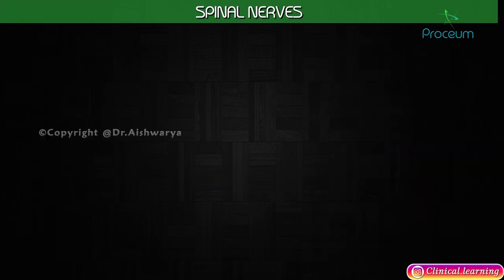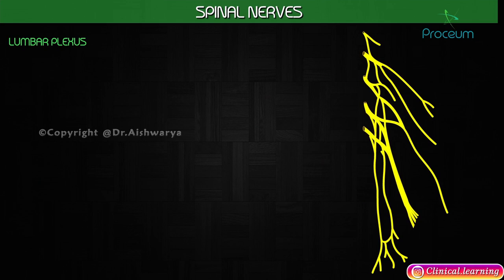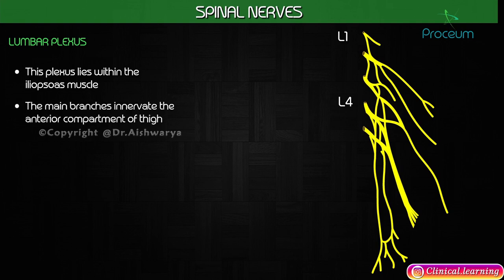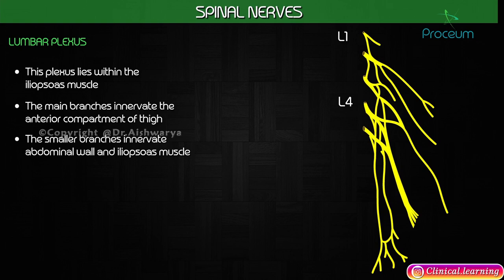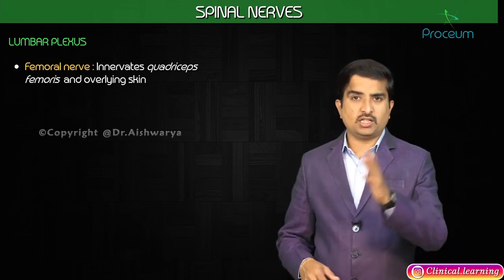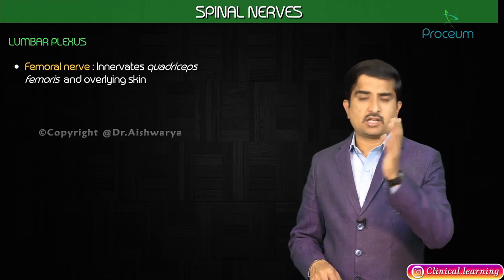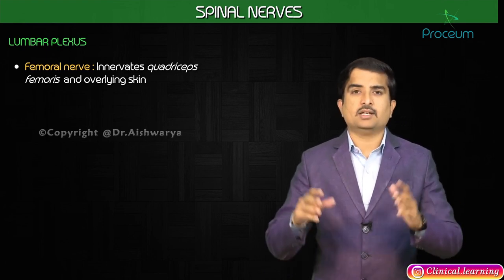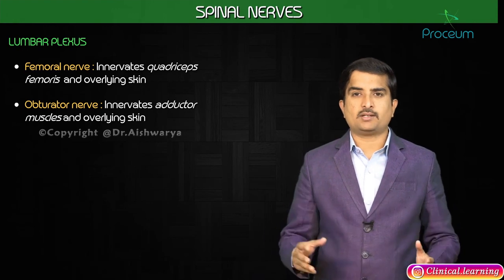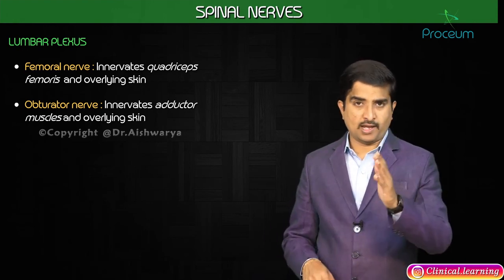And next is about the lumbar plexus. This plexus lies within the iliopsoas muscle and is formed by the ventral rami of L1 to L4. The main branches innervate the anterior compartment of the thigh, and the smaller branches innervate some of the muscles of the anterior abdominal wall and also the iliopsoas muscle. The important nerves from the lumbar plexus are the femoral nerve, which innervates quadriceps femoris and the skin overlying it. Next is the obturator nerve, which innervates the adductor muscles and also the overlying skin.